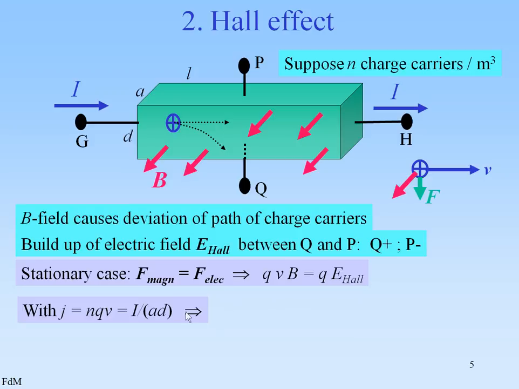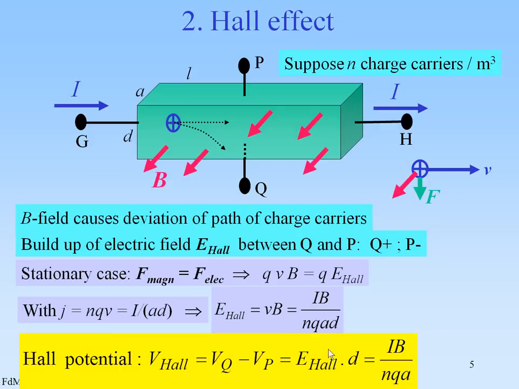So when we insert J = nqv, which is the current divided by A D, in which A is the width of the block and D is the height of the block, then we end up with E Hall is v times B. Velocity times magnetic induction is given by the current I times B over the number of carriers per cubic meter times the charge times the cross section A D of the block.